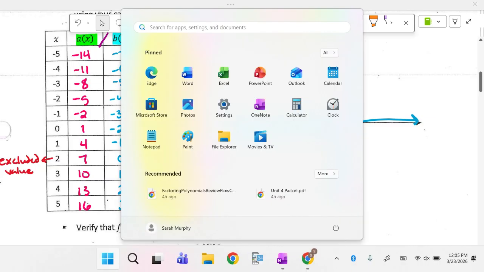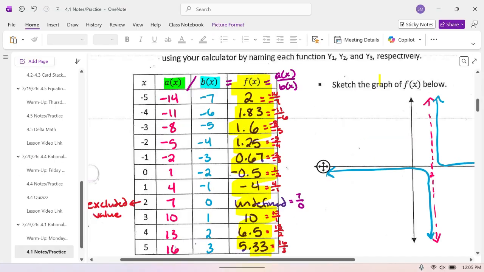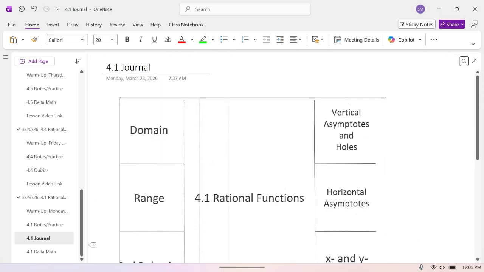Now, let's go to your journals. Go to that one foldable that I gave you in your journal. We're doing this one together as a class. If you already went ahead and did it, that's fine. You just need to pay attention.